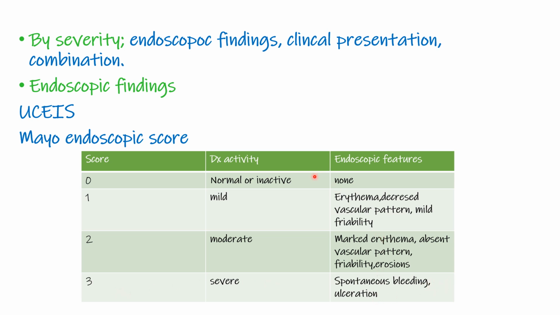Before I go to the next slide, kindly note that in terms of endoscopy findings, you look at three things: bleeding, vascular pattern, erosion, and ulcers. I repeat: bleeding, vascular pattern, erosion, and ulcers. If you note, we see erythema, that is the vascular pattern. We also see erosions, that is friability. We go to the next.